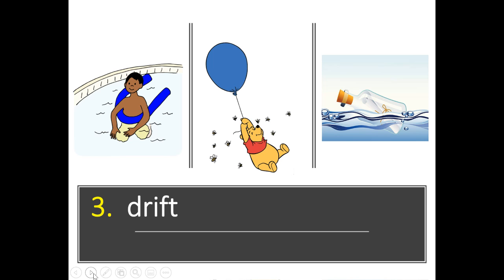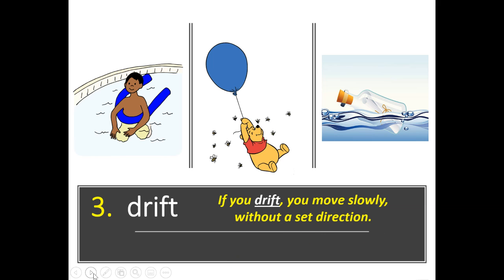show drift. So write drift for number 3, D-R-I-F-T, drift. What is drift? If you drift, you move slowly without a set direction. A synonym could be float.